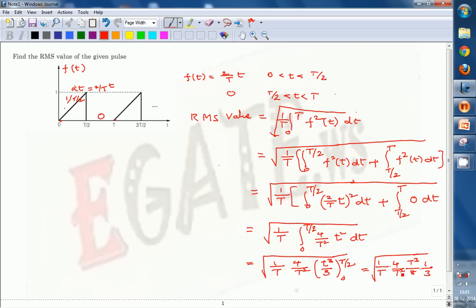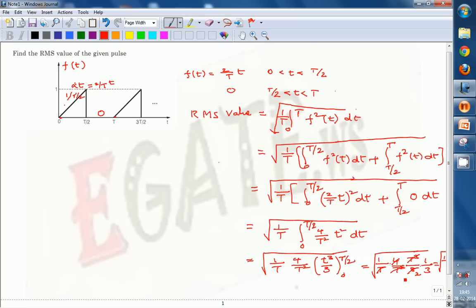So T cube will get cancelled, and this is 1 by 2, and finally this is equal to 1 by root 6, that is equal to the value 0.408.